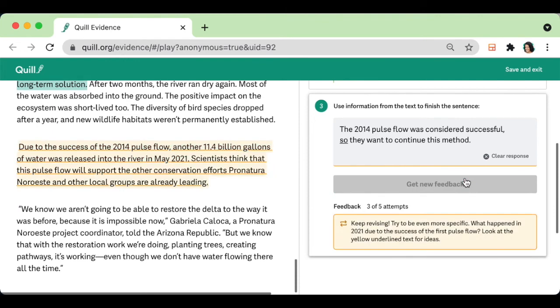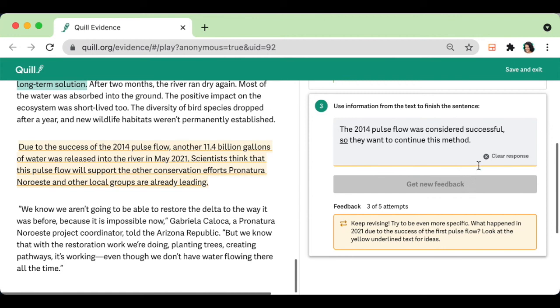They're told, "Keep revising. Try to be even more specific. What happened in 2021 due to the success of the first pulse flow? Look at the yellow underlined text for ideas." So since this is the second response in a row that doesn't mention the second pulse flow, the student is going to receive a more specific question and highlighting of the relevant portion of the text.